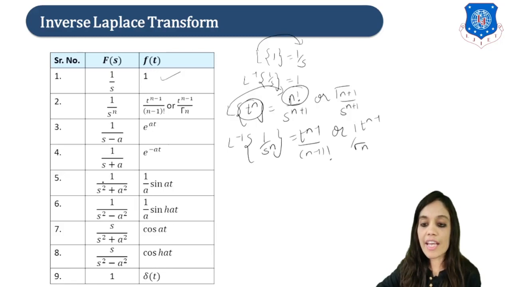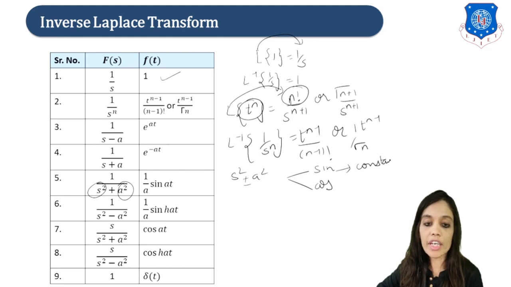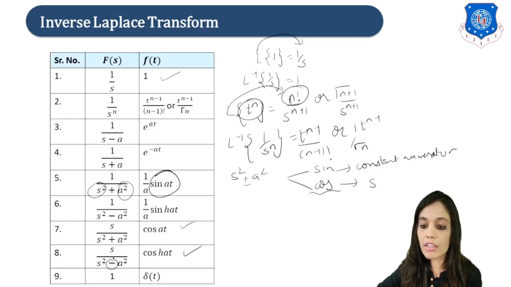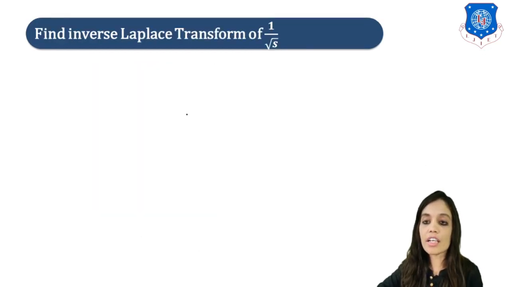Now, whenever you see s square and a square, we know it will be sine or cos. Whenever you see a constant in the numerator, sine will come. And whenever you see s in the numerator, cos will come. And whenever there is a minus, here s square minus a square, then sine hyperbolic or cos hyperbolic functions will come. And lastly, Laplace inverse of 1 will be equal to delta t, and this is our Dirac delta function. So now let us start with the examples.